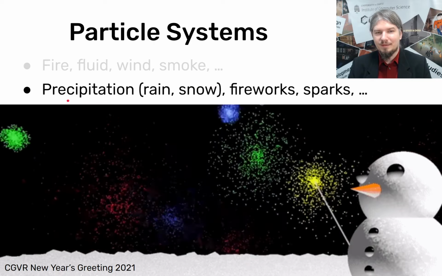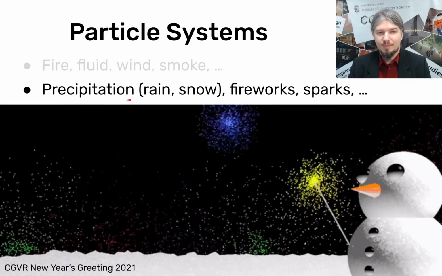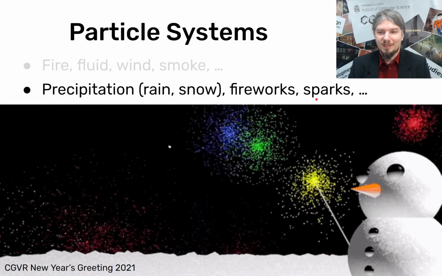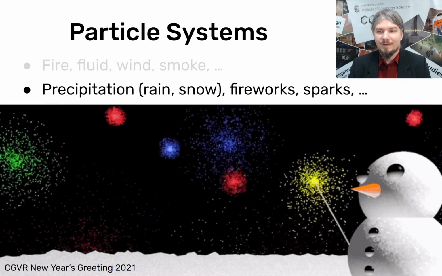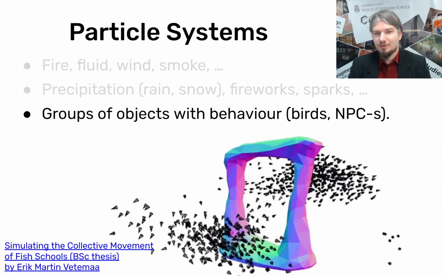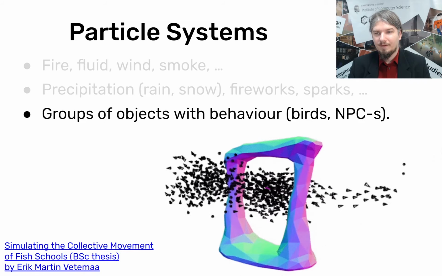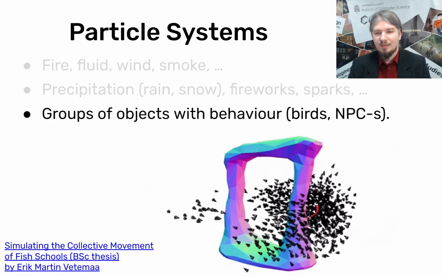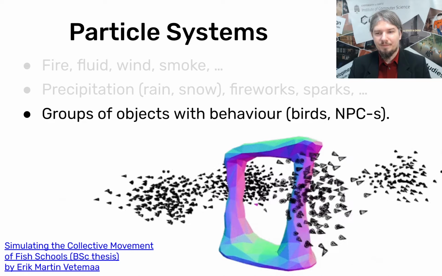So particle systems can also be used for some precipitation, rain, snowflakes, fireworks, sparks, all sorts of different effects like that. Particle systems can also be used to mimic different behavior. For example, here we have some fish schools that swim around while avoiding this obstacle here.